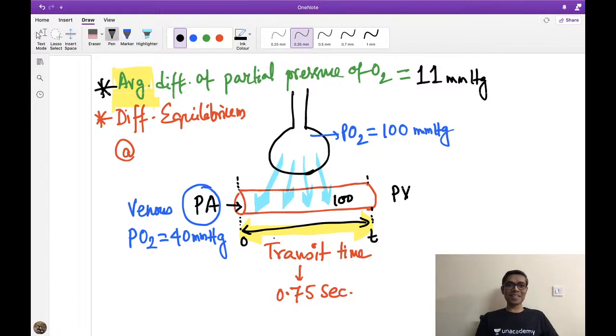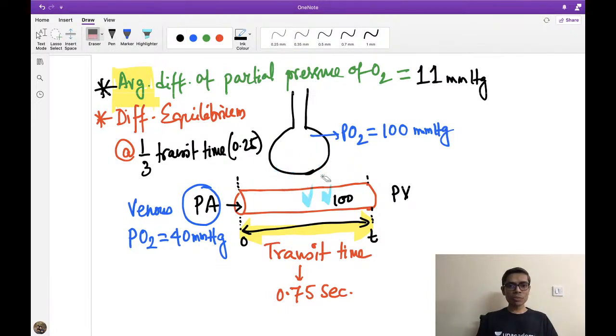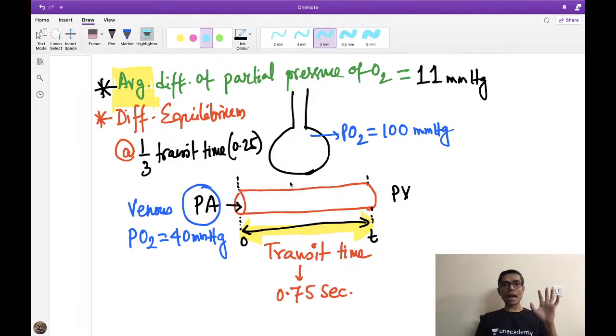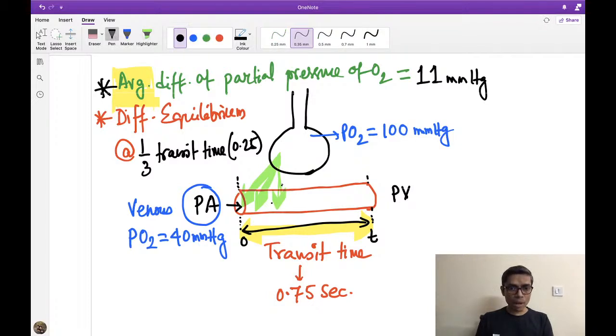Exactly, very good, Krishna. So diffusion equilibrium is reached in only 1/3 of the transit time, that means only 0.25 second is required. Diffusion equilibrium will be reached in 0.25 seconds. So I can understand that oxygen diffusion is very good at the level of the lung. Why so? I am saying so because initially the oxygen is entering here, then here, then here. When the RBC has reached just 1/3 of the pulmonary capillary, the diffusion is complete.